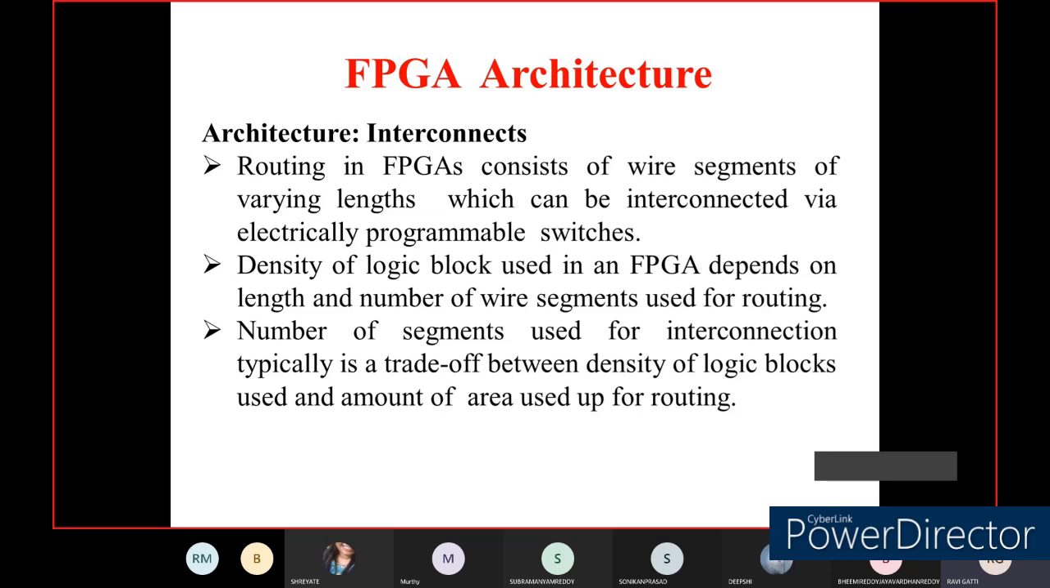Depending upon the subsystem, or the logic elements where they are placed in the FPGA, it is necessary to do the routing of the signals, and the wiring of the segments has to be taken care of. The density of the logic blocks used in the FPGA depends upon the length and the number of wire segments used for routing. So how many components you have used for the logic implementation also plays an important role for the interconnects.